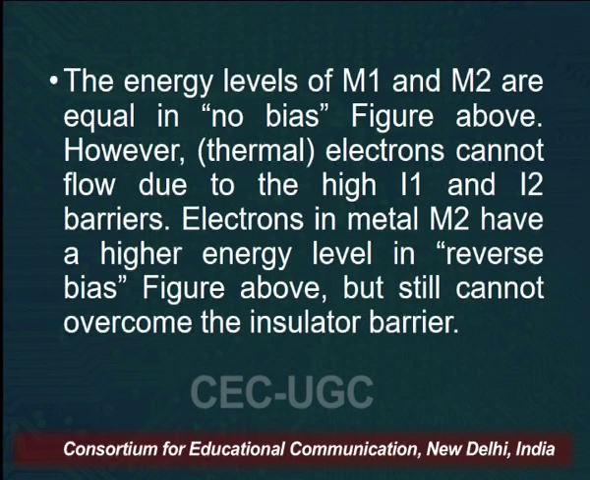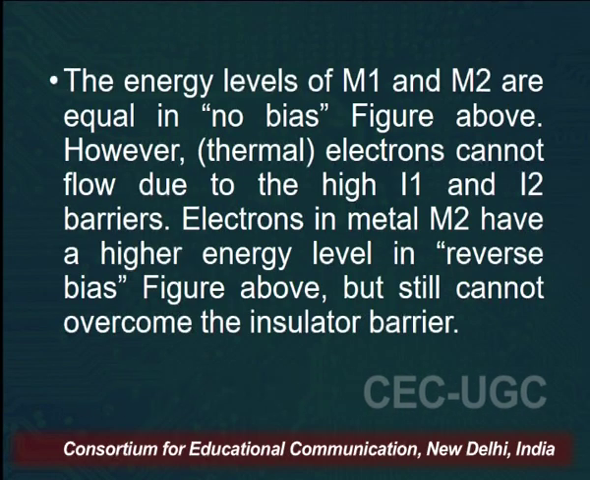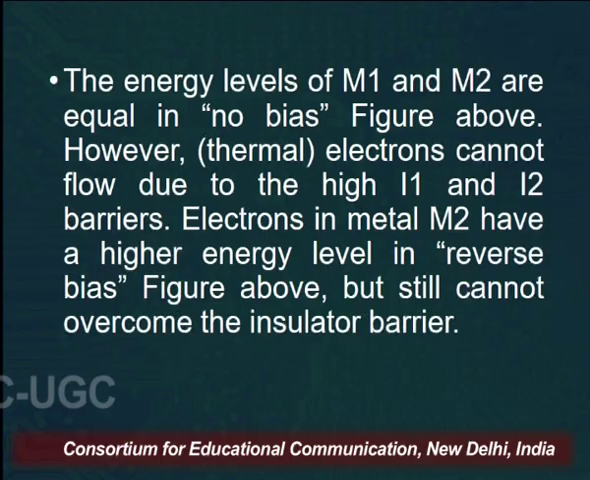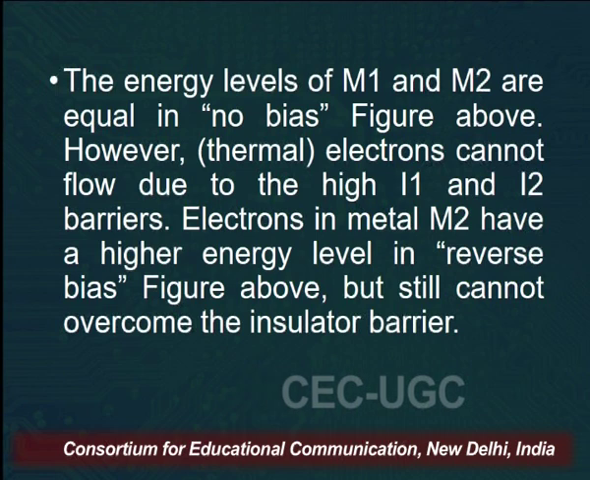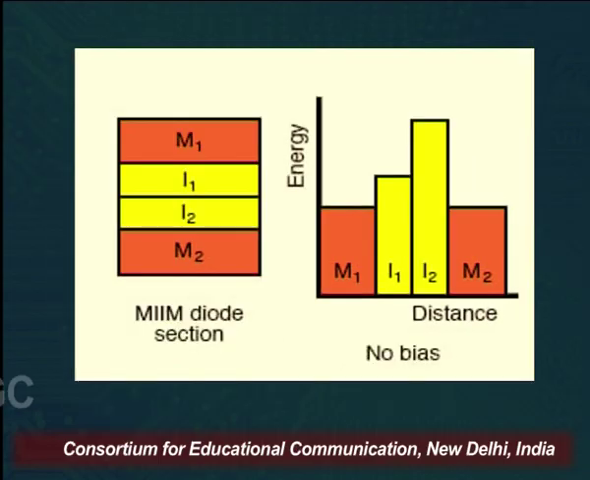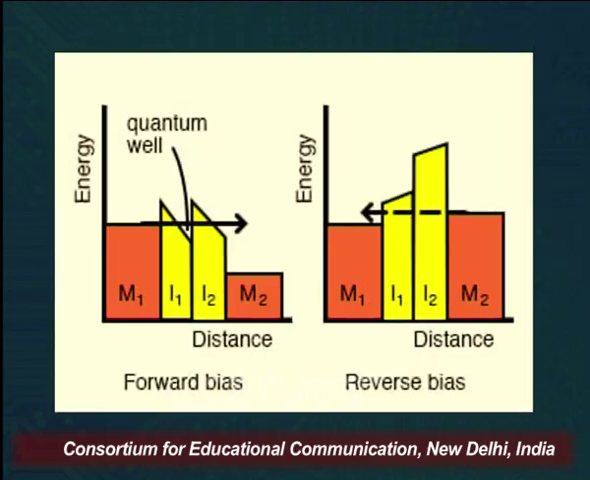Now, the energy levels of M1 and M2 are equal in the no bias condition, as we have seen in the figure. However, the thermal electrons cannot flow due to the high I1 and I2 barriers. You can see here that I1 and I2 are at a high level, so it is not possible for the electrons to flow.